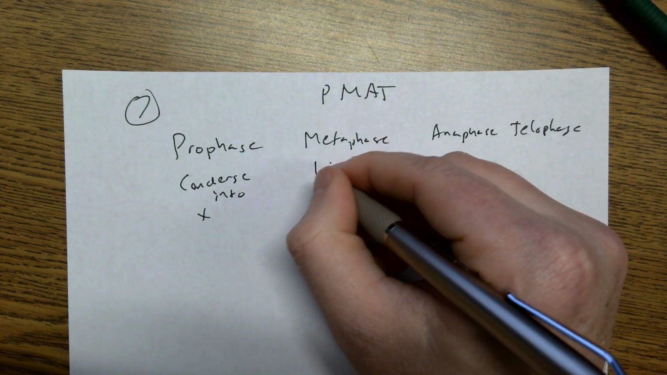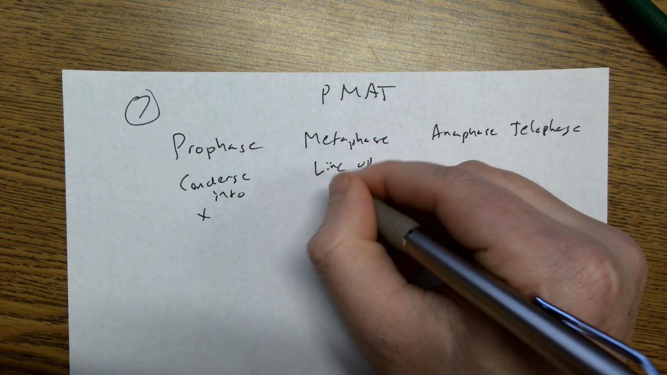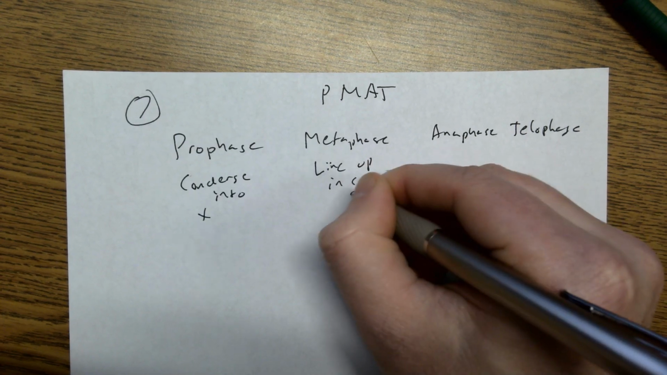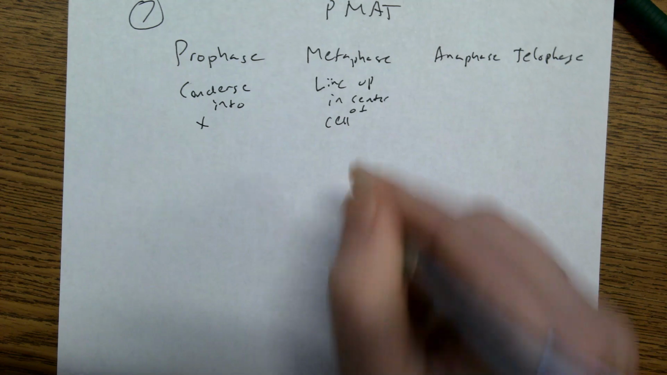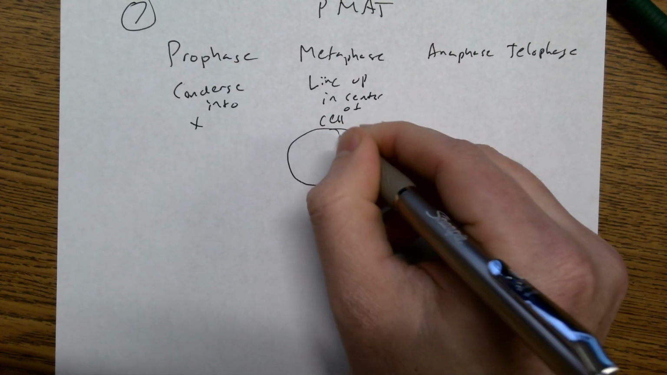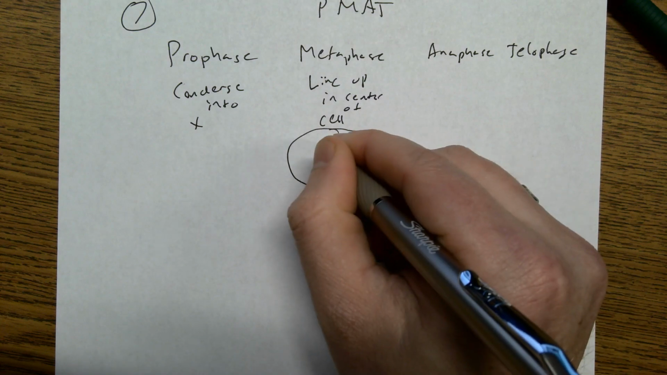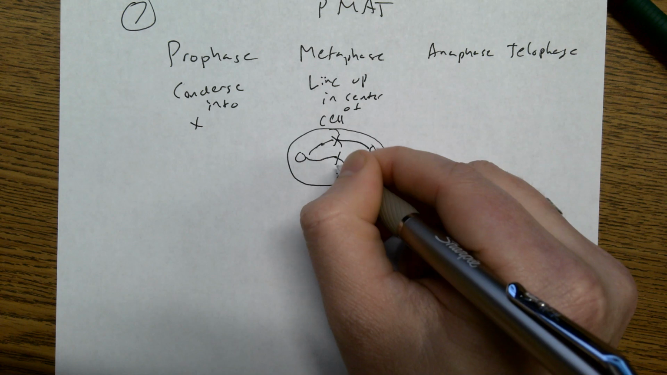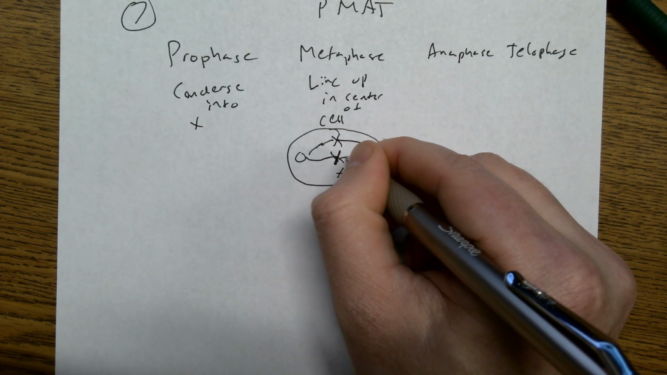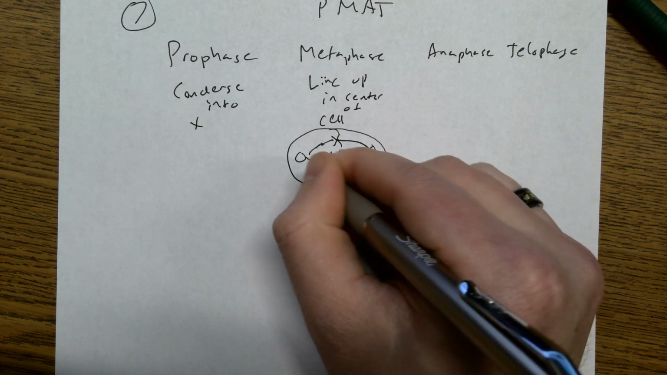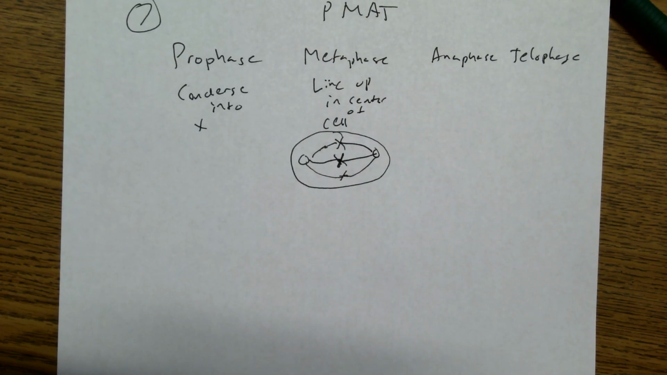In metaphase, they line up in the center of the cell. And so you get, for mitosis, they line up like this. You've got your microtubules attached to them. So it looks like that. And so this would be metaphase. They've lined up in the center.